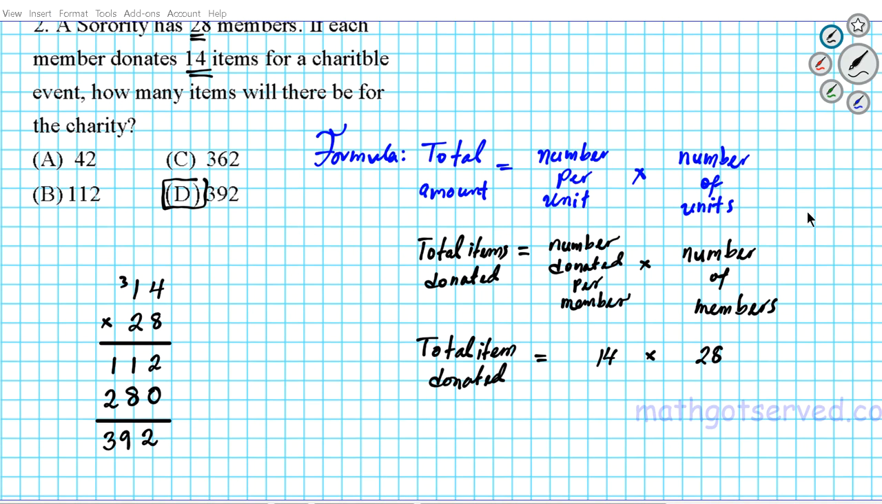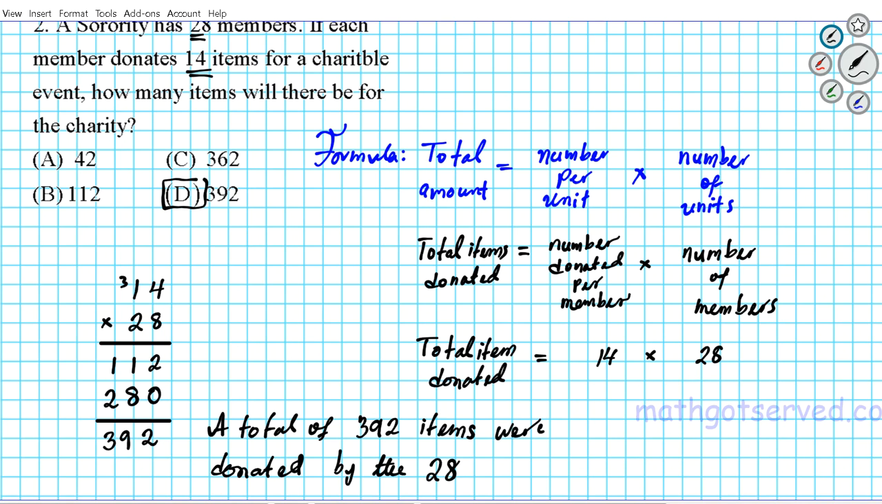All right, so let's write down what our answer means. A total of 392 items were donated by the 28 members of the sorority. All right, so there goes your answer right there.